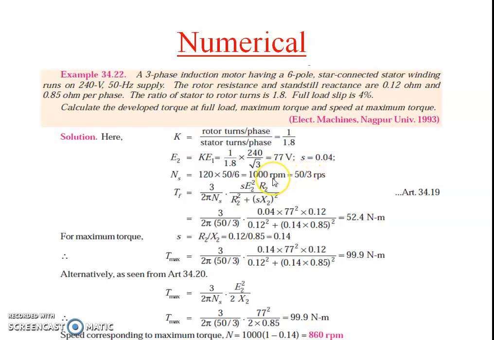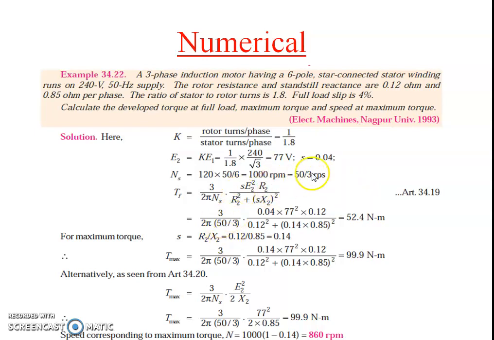So if there are 60 seconds in one minute, just for conversion of RPM into RPS, you just divide by 60, because there are 60 seconds in one minute. So for conversion of RPM into RPS, just divide the answer by 60. Then you will get the answer in revolutions per second.